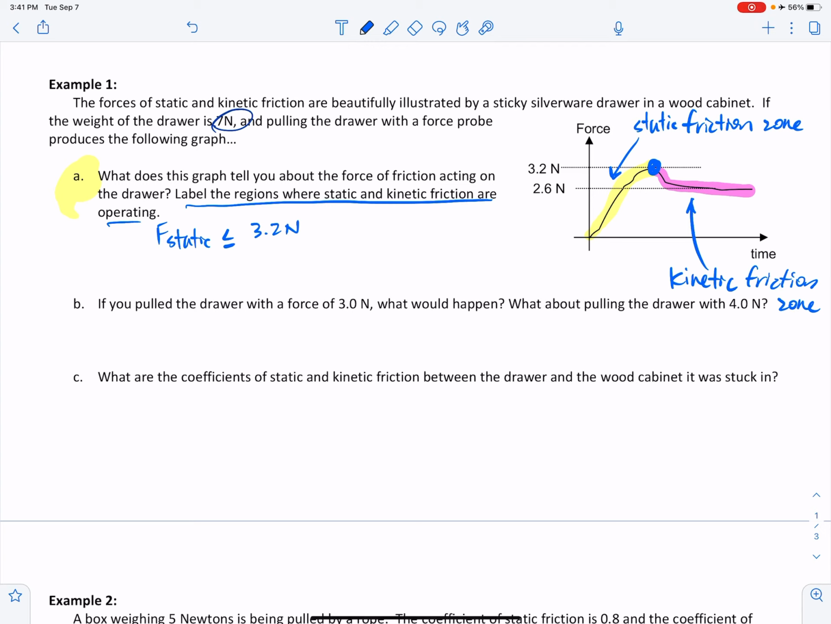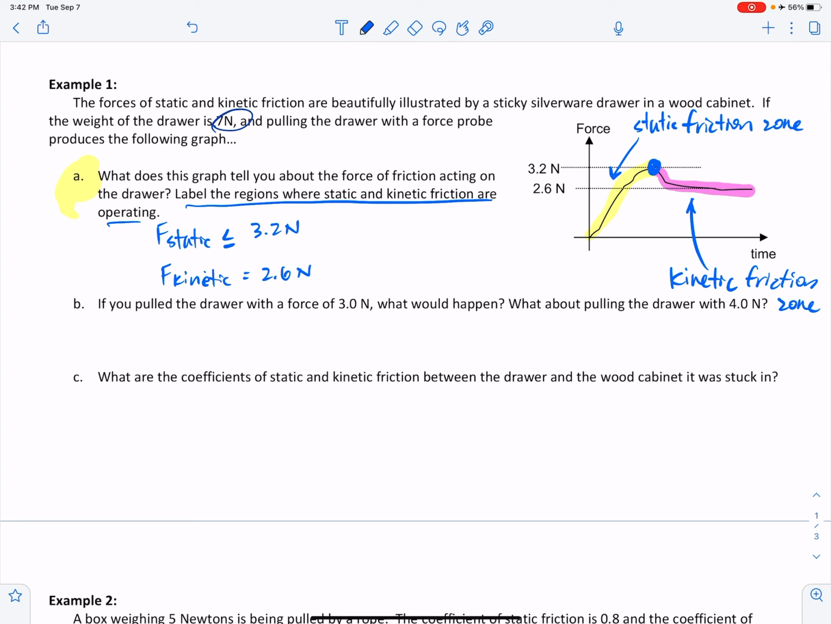But once we exceed the 3.2 newtons, then the force of friction drops and it levels off here in the kinetic friction zone at a value of 2.6 newtons. So I'm going to say that the kinetic friction is equal to 2.6 newtons. All right, so friction increases until the slipping point is reached, and then it drops to this kinetic friction value. And my mistake for this spelling error.